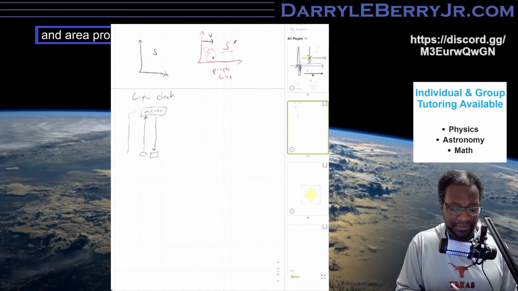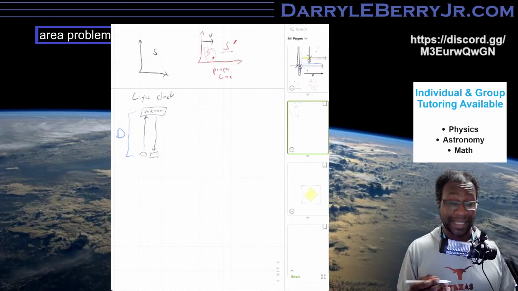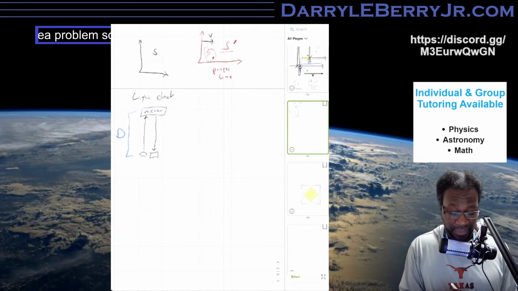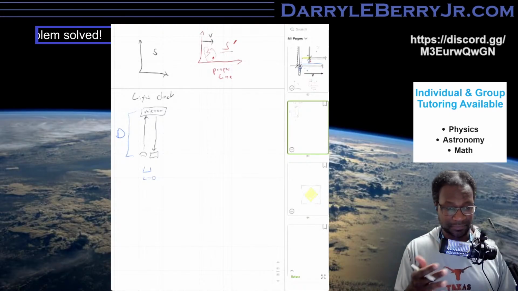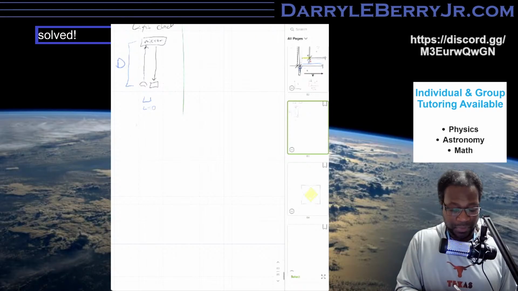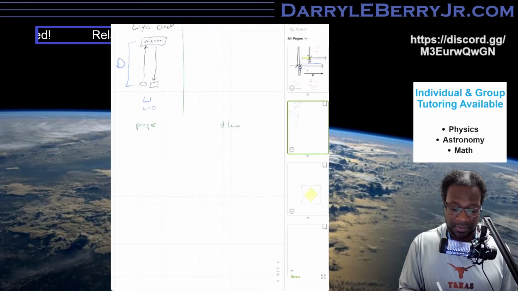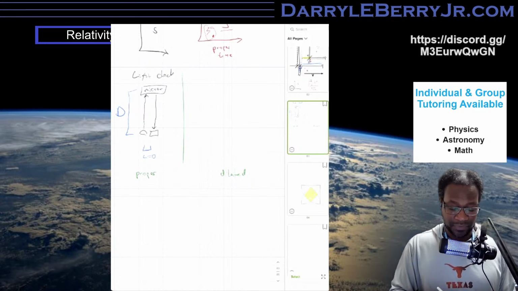And the distance d is the distance between the mirror and the light source and receiver, right? L here is 0. There's no distance between the light going out and coming back, or it's quite minuscule. And again, this side will be proper time, moving with the experiment. Now, the dilated time, we'll see something quite different.